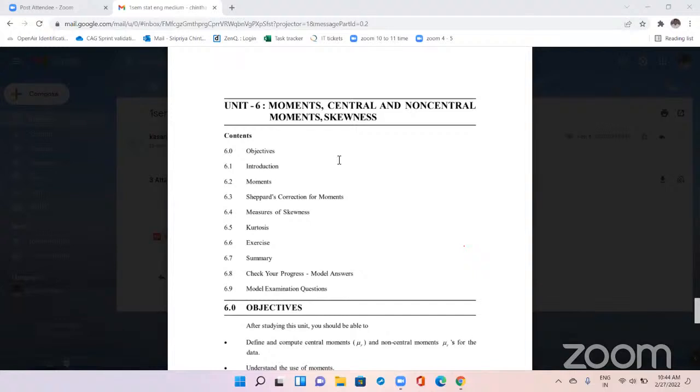Okay. Right. Now, so far you have completed unit 5. The last unit 6, that is block 2. We are discussing block 2, I think. Block 1 has units 1, 2, 3.